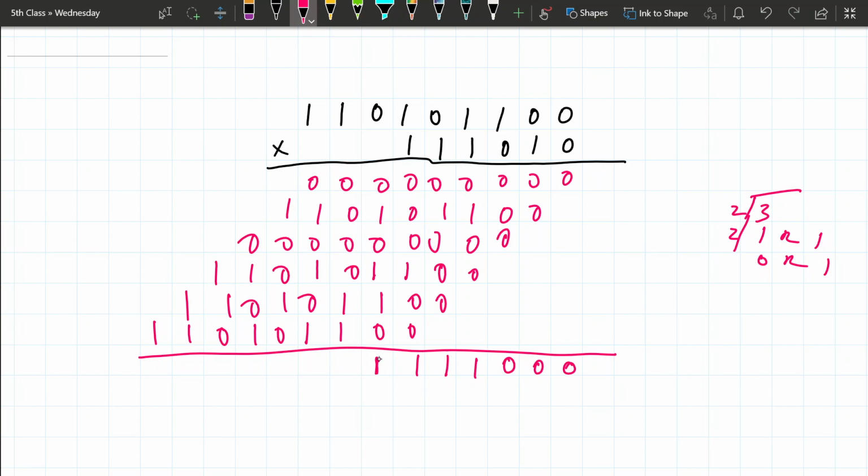We write our 1 and carry 1. Let's put the carry in a different color because we have red everywhere here. So I'll put that in black. So we write 1 and carry 1 here.